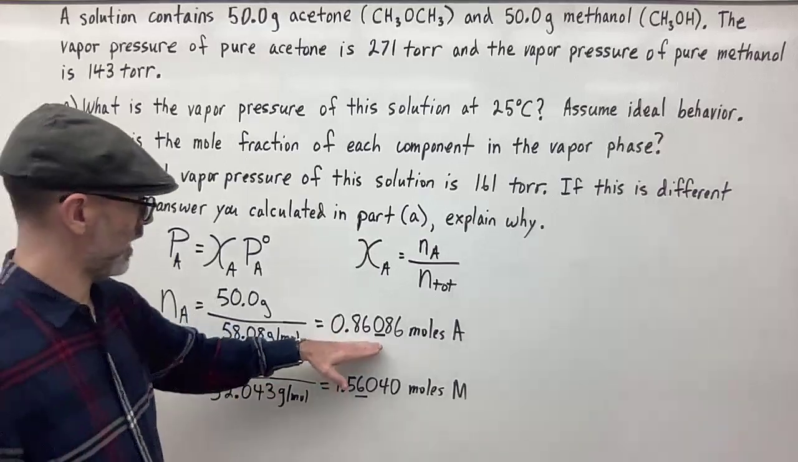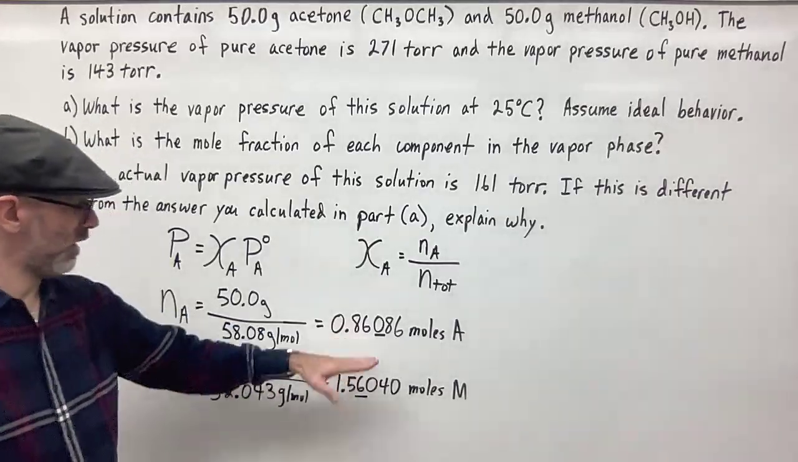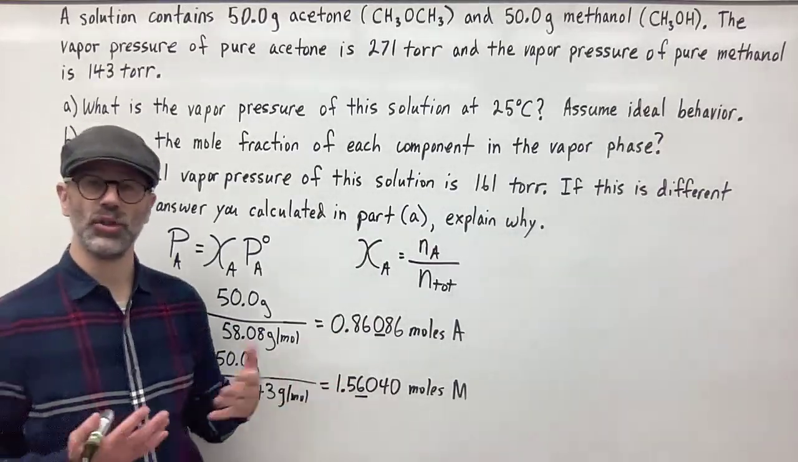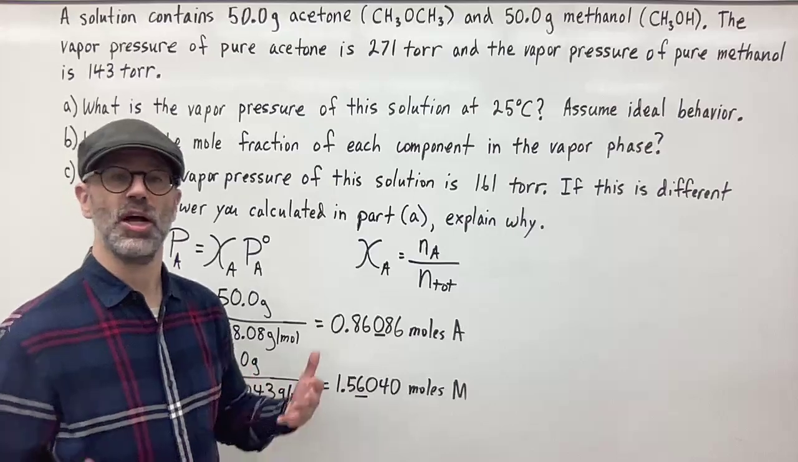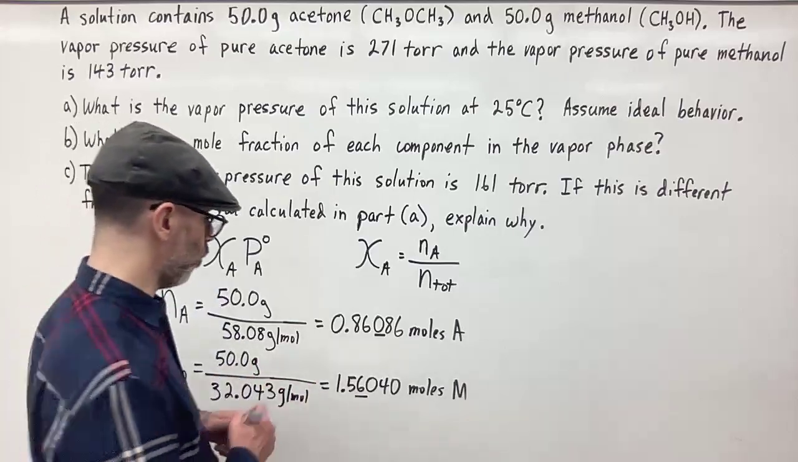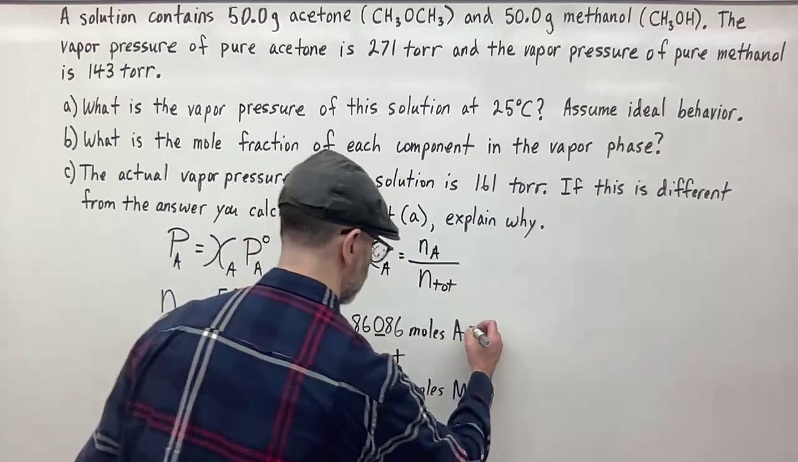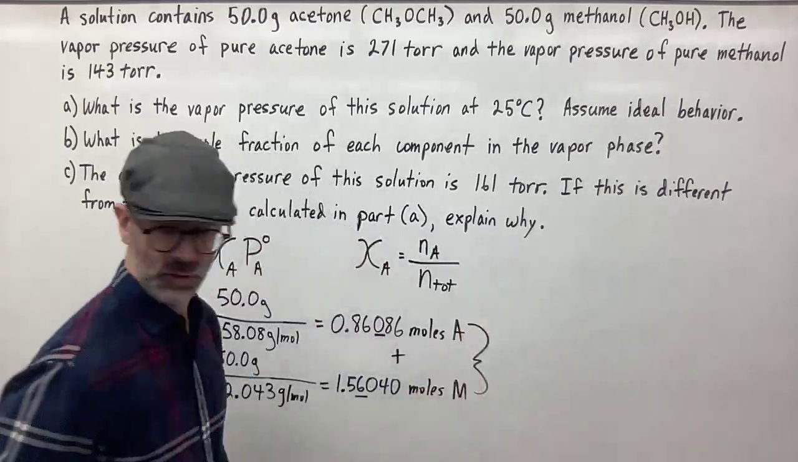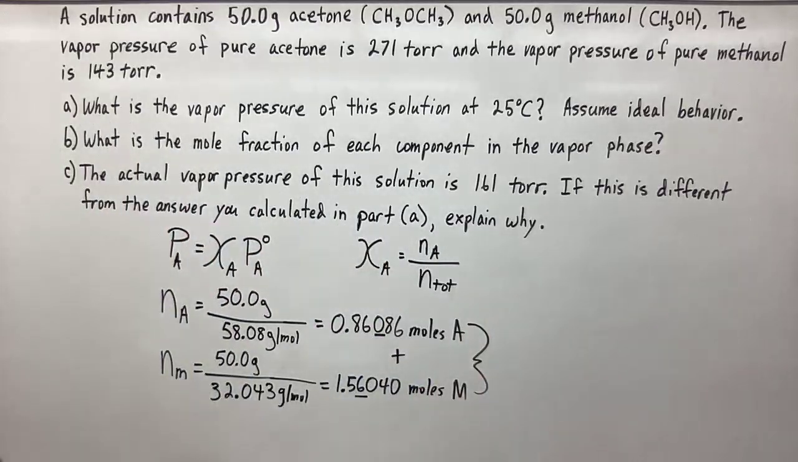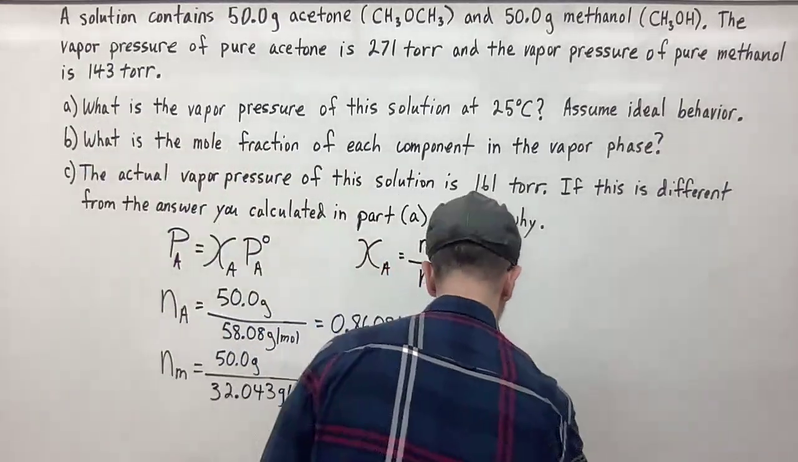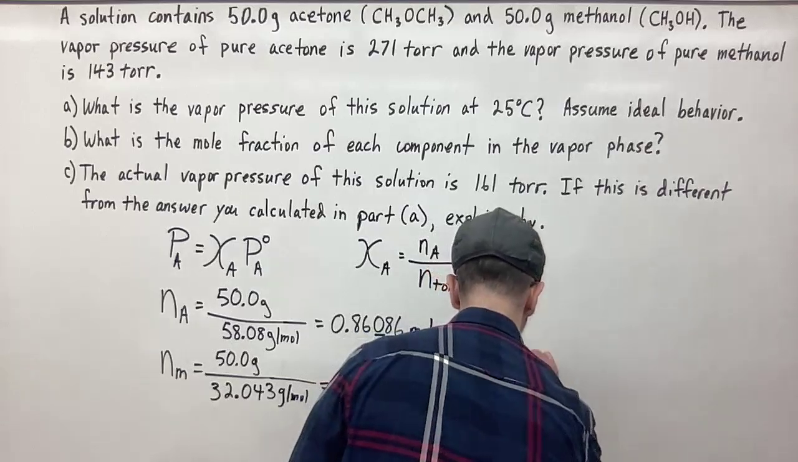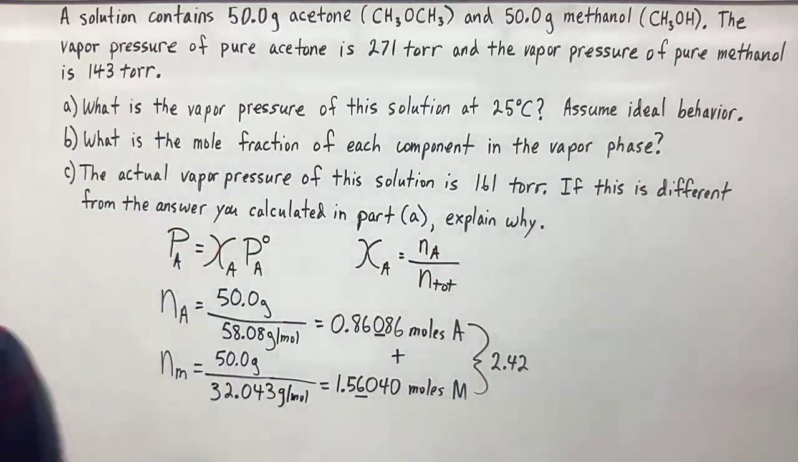Okay, so now that I have the moles of acetone and moles of methanol, that's the only two substances in our mixture. So I add those together to get the total moles. Adding these together, I get 2.42, 2.42, is it 126?